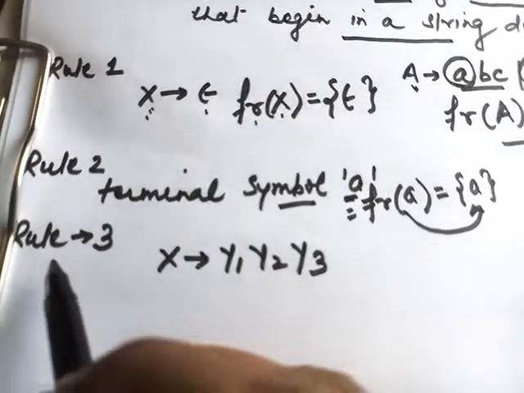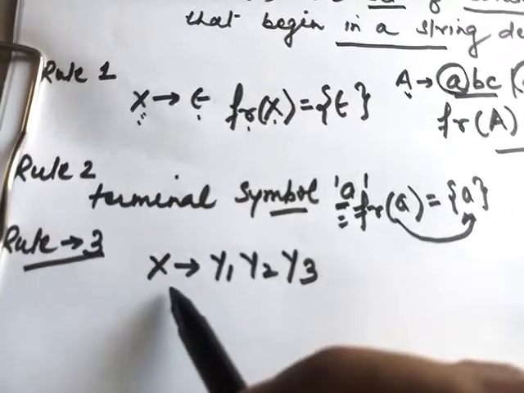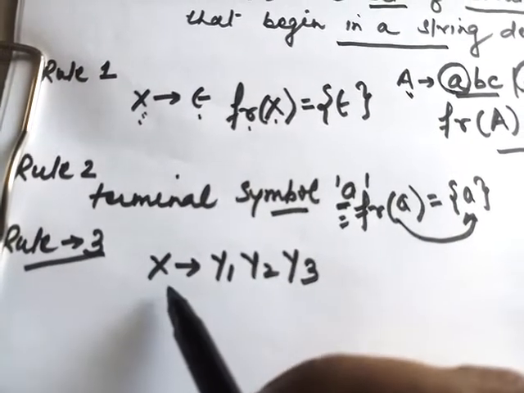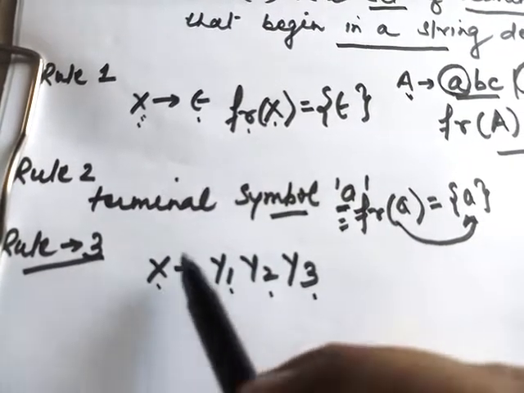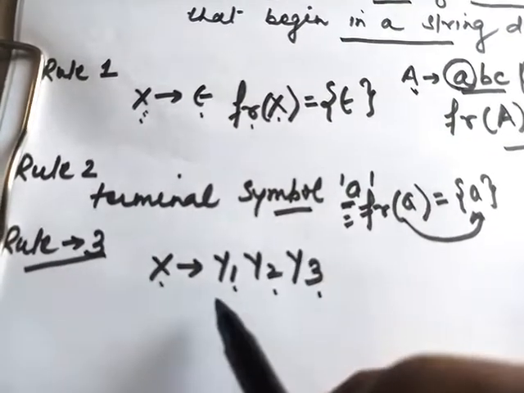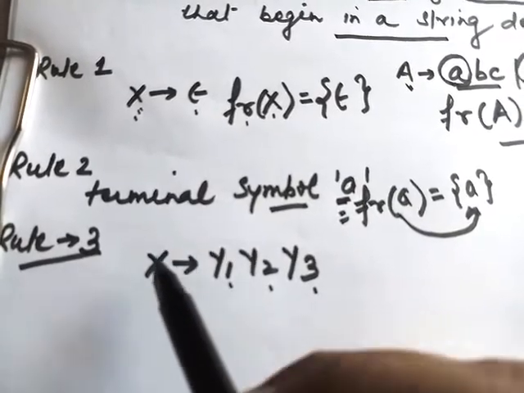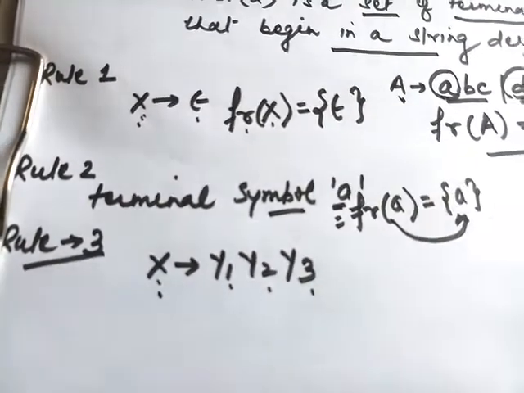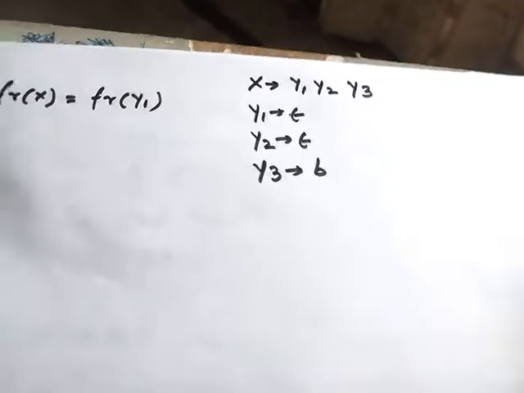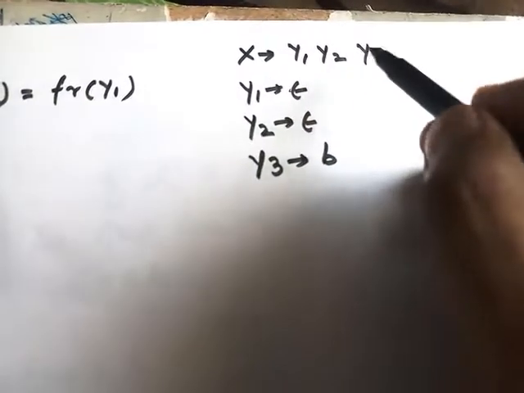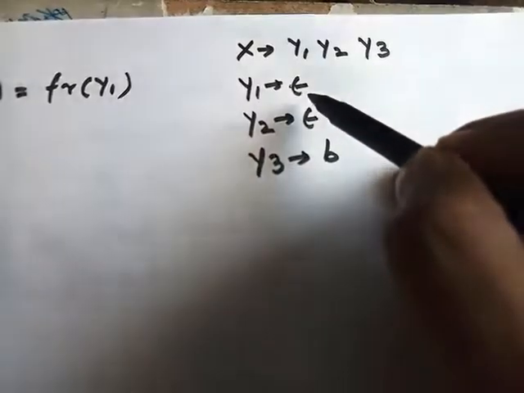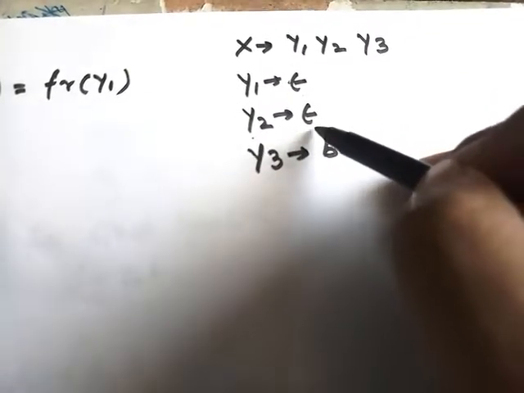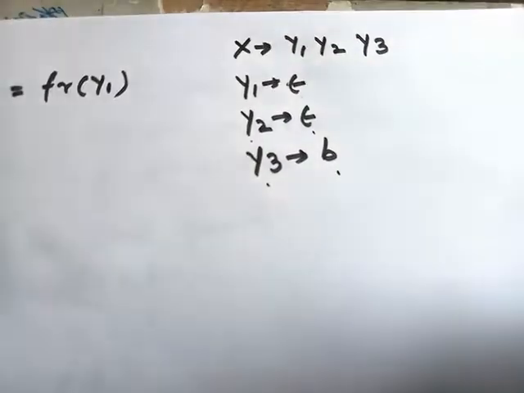Now, rule number three. If your production has this kind of structure, where X generates Y1, Y2 and Y3, and all these three are non-terminals, the question is, what is first of X? Let's see, we'll do this here. Suppose this is the production: X generates Y1, Y2 and Y3. Y1 generates epsilon, Y2 generates epsilon, and Y3 generates B.